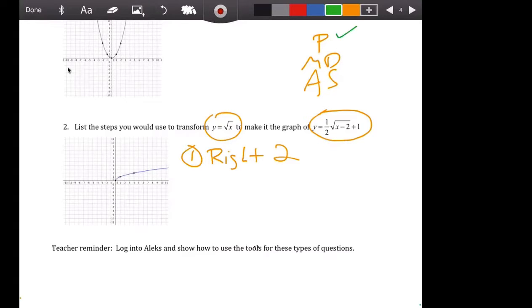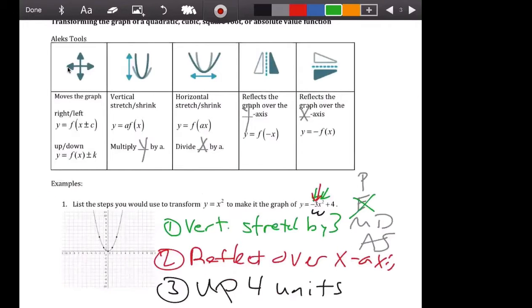Parentheses are done. Now multiplying and dividing. The only multiplication is that 1/2. Notice it's not inside the square root with the x. It is outside. Or is it?